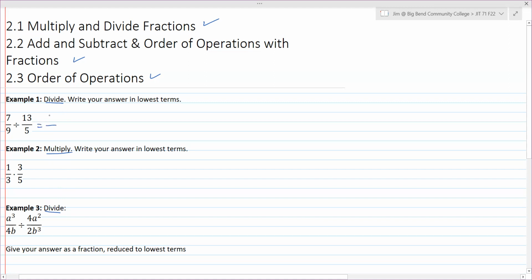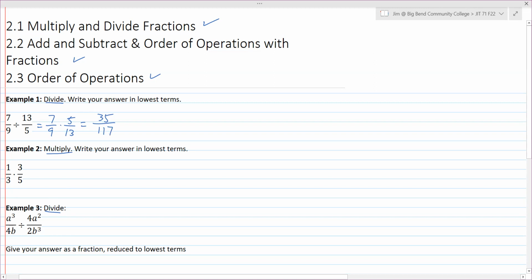So 7 over 9 divided by 13 over 5. We've learned that if we want to divide, then we have to flip the numerator and denominator of the following fraction. And then the answer will be 35 over 117.